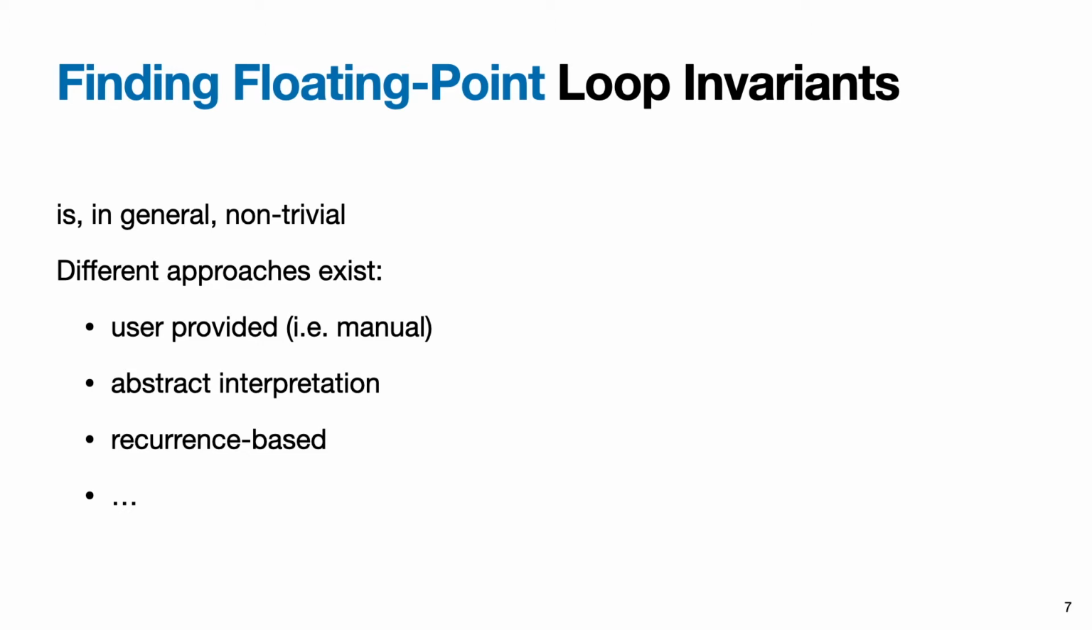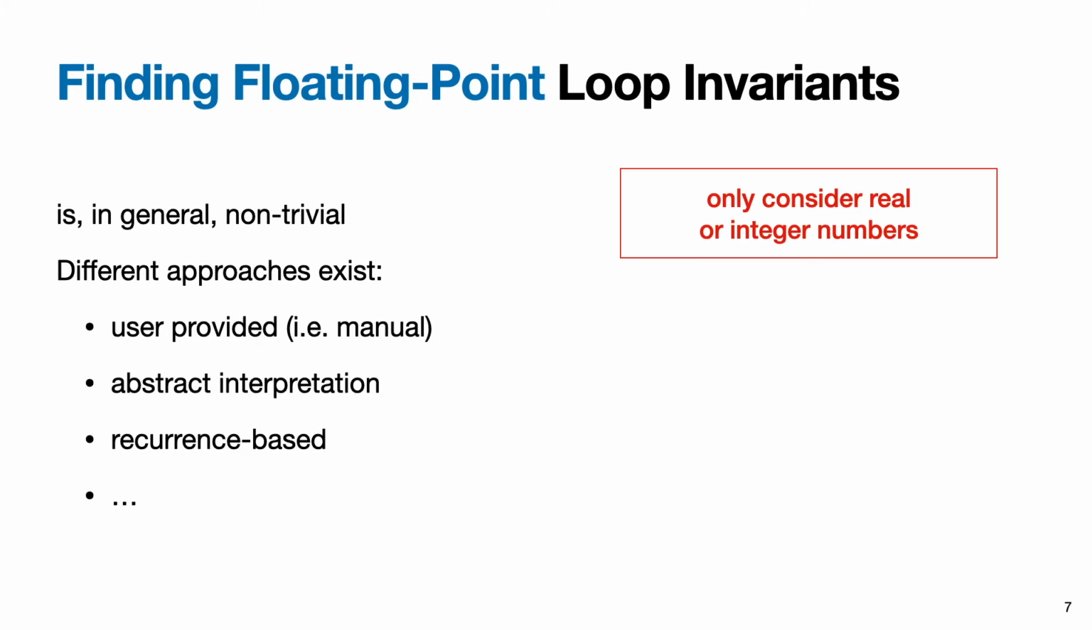There exist plenty of techniques that come up with invariants, and the variety is huge, starting from manually coming up with an invariant by just looking at the code, then more advanced techniques as using abstract interpretation with widening or recurrence-based techniques. The list goes on. However, most of these techniques only consider real or integer numbers, which means that invariants that they come up with do not necessarily hold for floating point loops.